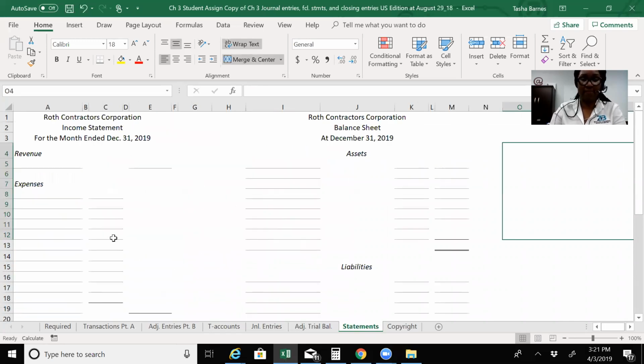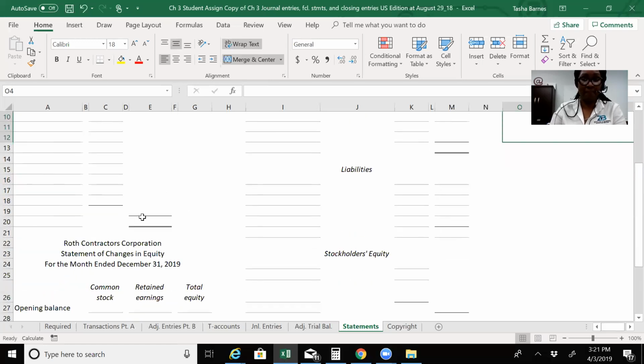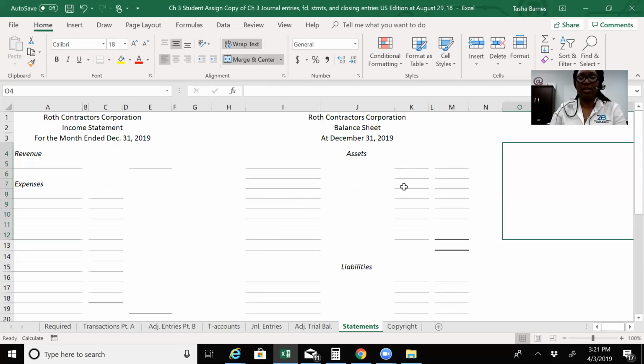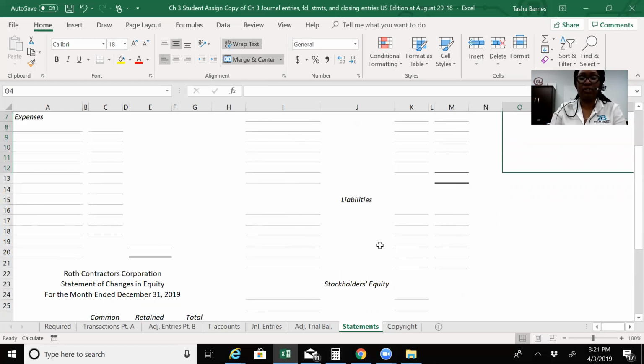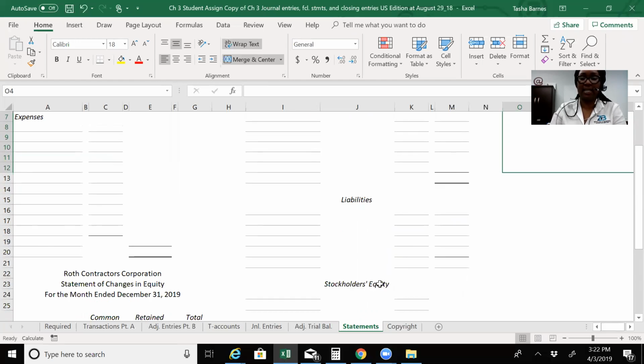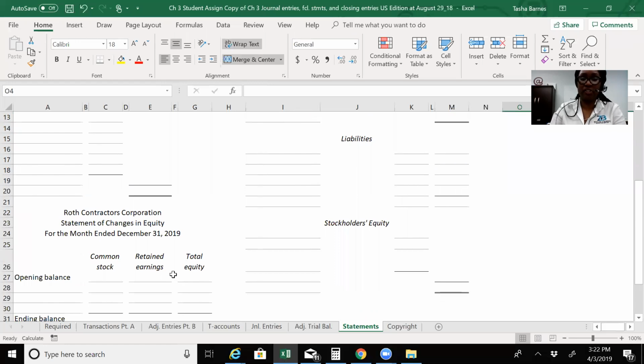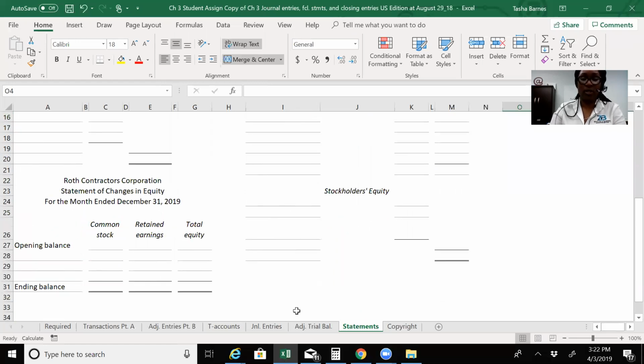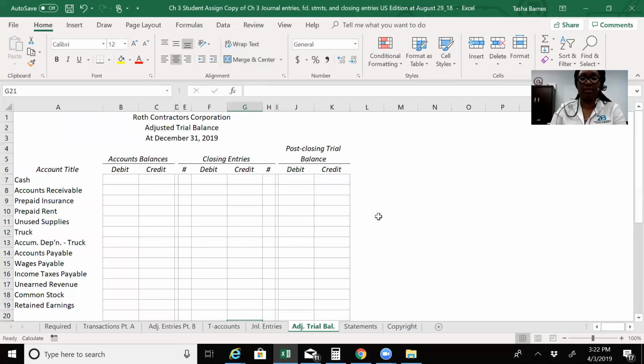You have an income statement, in which your revenue minus your expenses gets you to a net income number. And then you have your balance sheet, which is a snapshot of the business. You have your assets, everything the corporation owns, and then you have your liabilities, which is everything that you owe for the corporation. And so that accounting equation is assets equal liabilities plus owner's equity. Okay, and that is your balance sheet. And then you also have a statement of changes in equity. Okay, so once you complete this adjusted trial balance, you can then compile your financial statements.